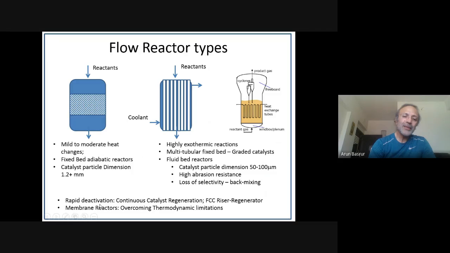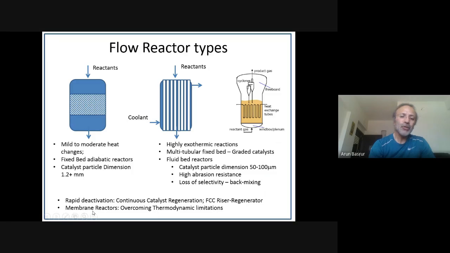Coming to catalysts, reactions or catalysts which deactivate very rapidly, one has to go for continuous catalytic regeneration, which is done by mechanically conveying the catalyst through a reaction section and a regeneration section. This is amenable when the catalyst deactivates over a few minutes or in the order of a few hours. However, if the catalyst deactivates very rapidly, within seconds or milliseconds, then one has to resort to a riser regenerator where you pneumatically convey the catalyst between the riser and the regenerator, like it is done in fluidized catalytic cracking.